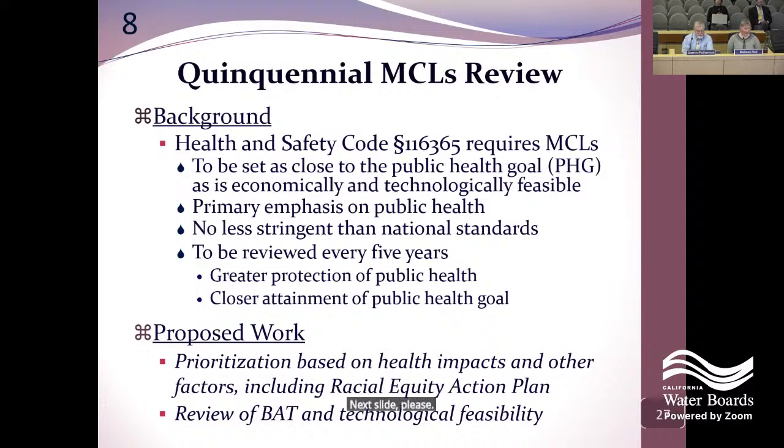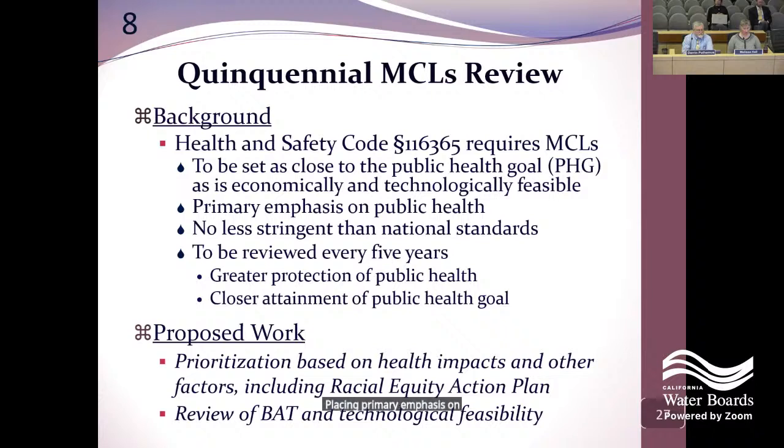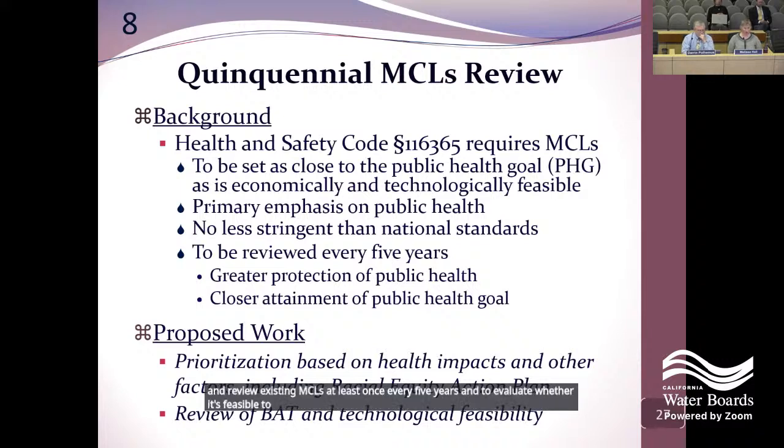Since 1997, Health and Safety Code Section 116365 has required that maximum contaminant levels, or MCLs, be set at concentrations as close to the public health goal as is economically and technologically feasible, placing primary emphasis on protection of public health, and then to come back and review existing MCLs at least once every 5 years and to evaluate whether it's feasible to achieve greater protection of public health and closer attainment of the public health goals.